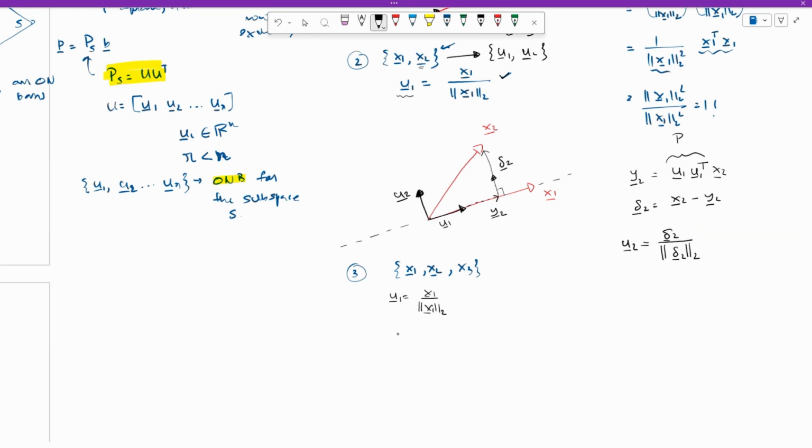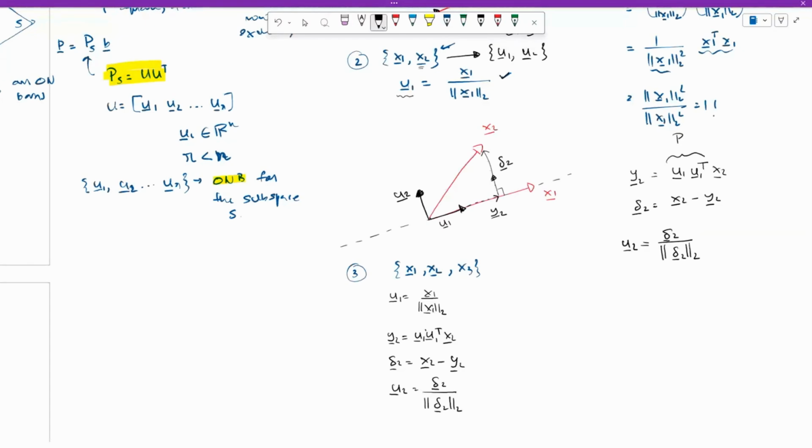Well, same thing. You compute y2 from x2, which will be u1 transpose x2. You then compute del 2, which will be x2 minus y2, and from this you compute u2, which will be del 2 normalized. That's all. What about the third?